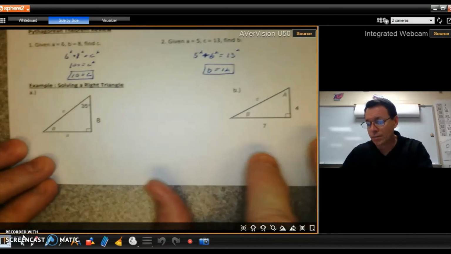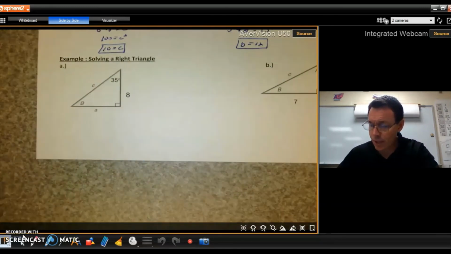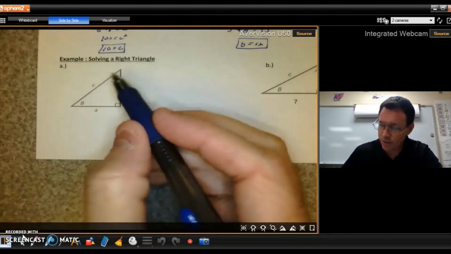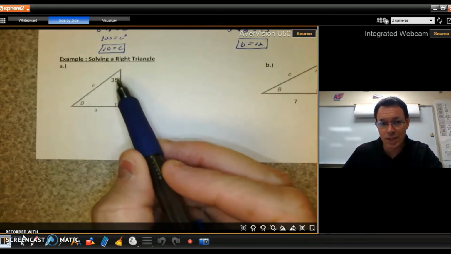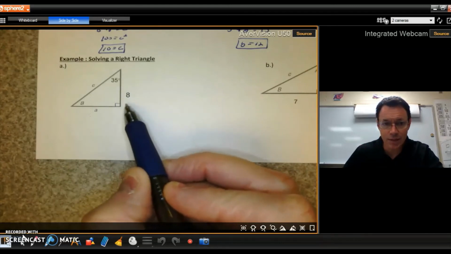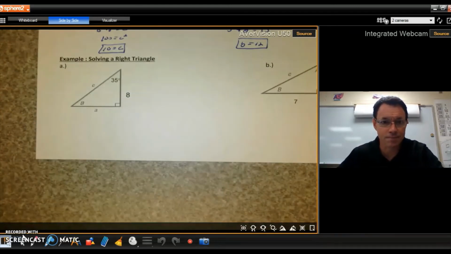Okay, so first example, solve a right triangle. So here's what they've given us. They've given us a triangle. We know 3 things. It looks like they only told us 2 things, but we know this is a 90-degree angle, so that's going to be the third thing.